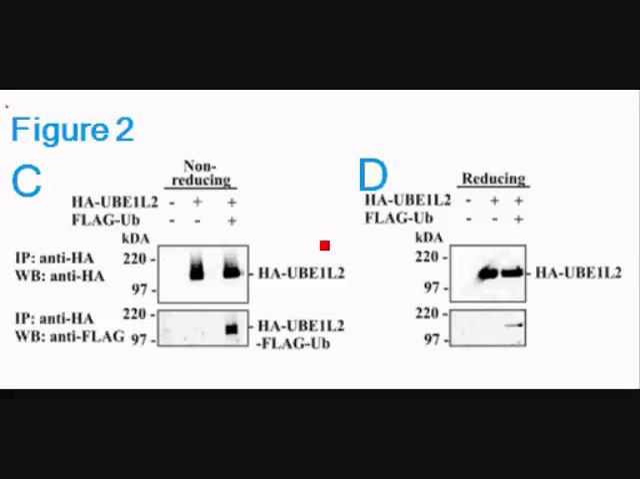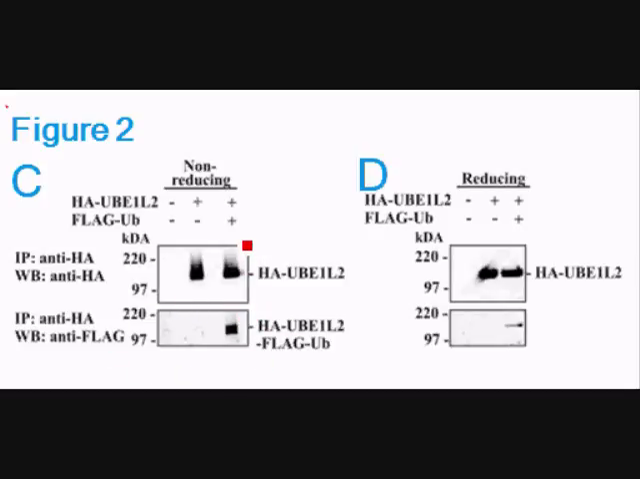So what they used was two different plasmid constructs, one with a UBE1L2 gene fused to an HA tag, and the other a ubiquitin gene fused to a flag tag. They immunoprecipitated the cell lysates with anti-HA matrix, and then they immunoblotted with either anti-HA antibody in the upper panels or anti-flag tag antibody in the lower panels.